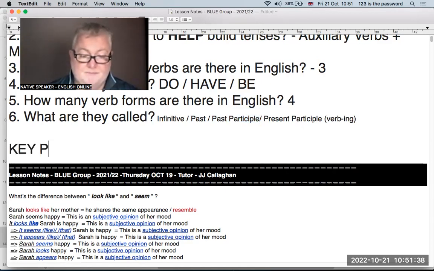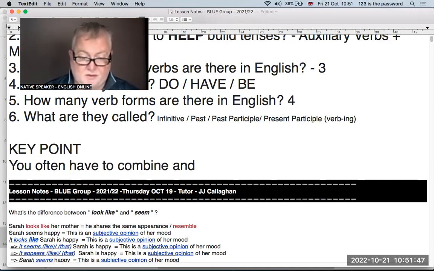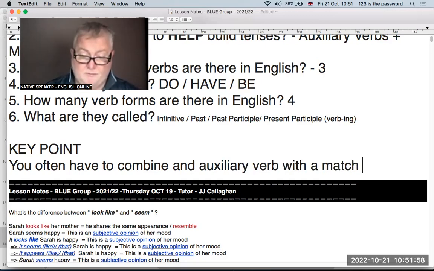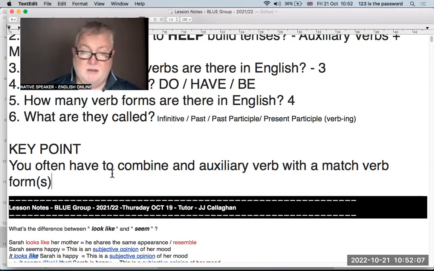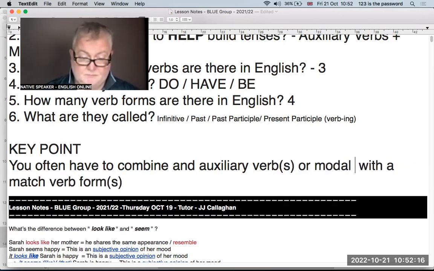Key point. You often have to combine an auxiliary verb with a matching verb form. Or forms. Might be an auxiliary verb or verbs. Or it might be a modal verb with a matching verb form.